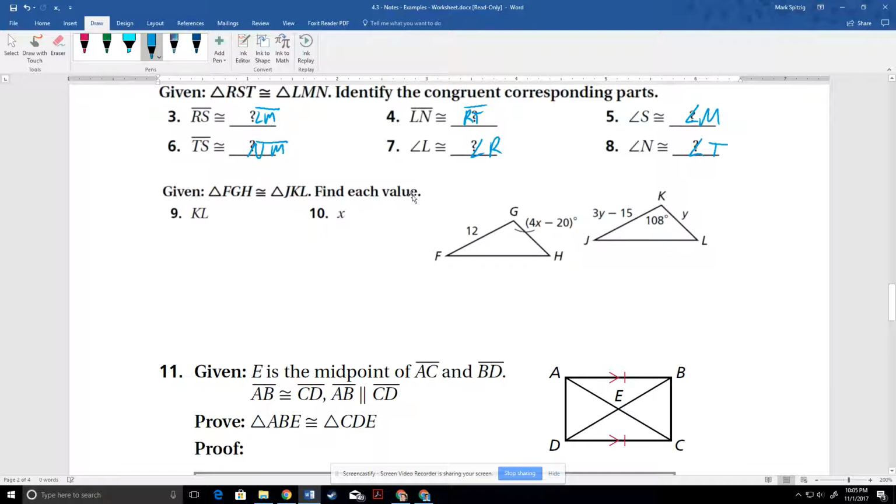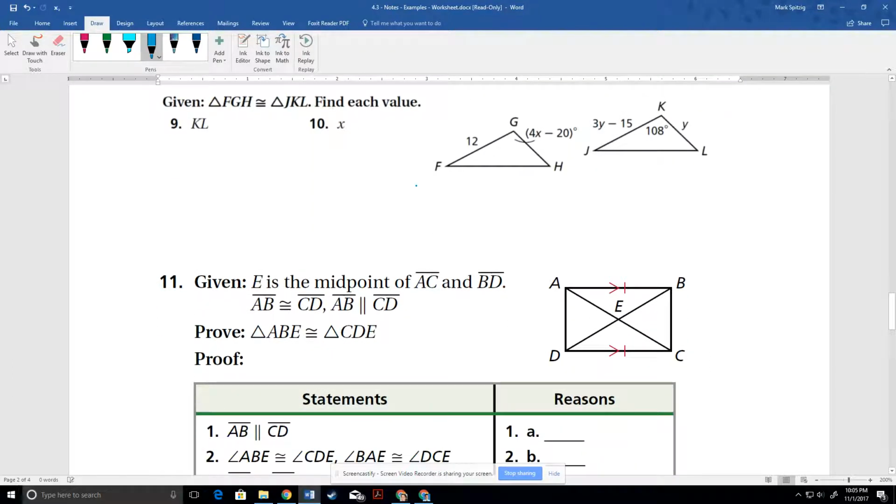Okay. Now in this case, we're given that these two triangles are congruent. And now that we know they're congruent, we can use that fact to find these missing things. So to find KL, well, KL is corresponding. I'm going to look at KL as this. So it's going to be corresponding to GH. And GH is this right here. Okay, so that's fine. I don't know that one.